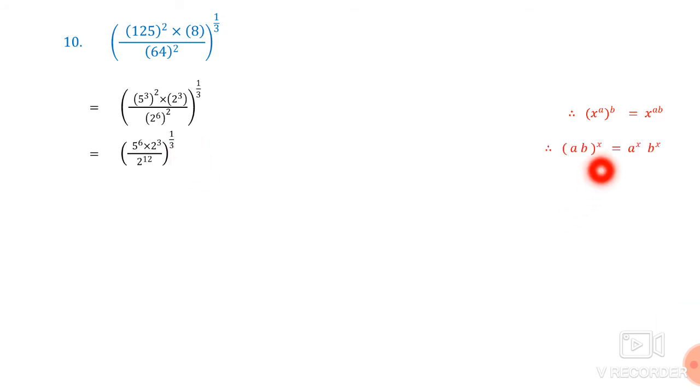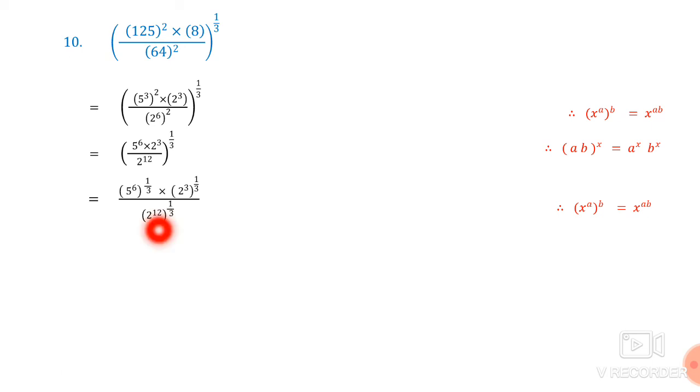Whenever we have a whole exponent, the exponent can be applied on the numerator and denominator both, all the terms. So it will be 5 exponent 6 having whole exponent 1 upon 3, 2 exponent cube having whole exponent 1 upon 3, 2 exponent 12 having whole exponent 1 upon 3. Whenever we have exponent over an exponent, we can apply this rule.